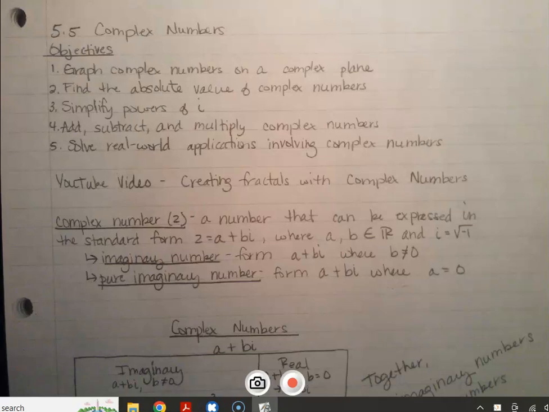So our objectives today, though, are: 1, to graph complex numbers on a complex plane. It's not as complex as it sounds. 2, to find the absolute value of complex numbers. 3, simplify some powers of i. 4, add, subtract, and multiply complex numbers. And 5, always the last one, is to solve those real-world applications involving complex numbers.